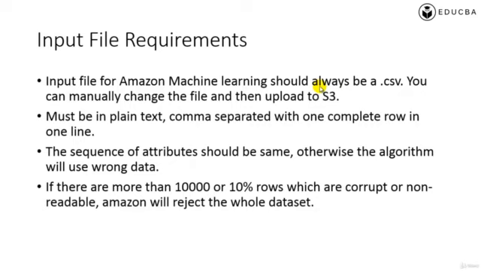The processing is done row by row, so we should have one observation or one record in one line. The sequence of attributes is also something that matters. The sequence of attributes should be the same for all the records, and in case you are using split files, you should be careful that all files have the same sequence. Else the algorithm will read the wrong sequence and come up with the wrong model on the wrong data. Another important point to note is that if we are having more than 10,000 or 10% of rows which are corrupt or non-readable, Amazon will reject the whole data set.